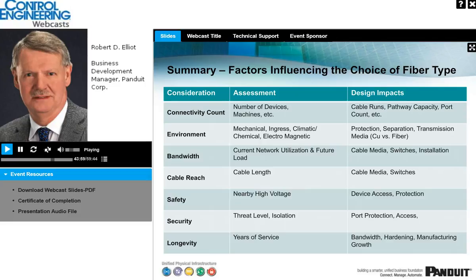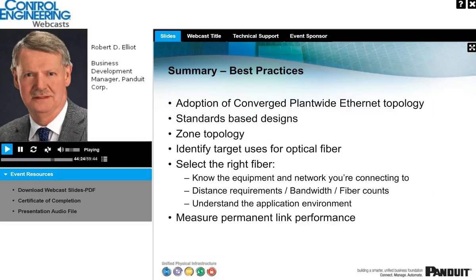The bandwidth, which depends on the current network utilization, but must emphasize also to look into the future and future-proof that fiber. The cable reach, obviously, anything over 100 meters is going to certainly give the most serious consideration to fiber. And then finally, safety, security, and longevity.